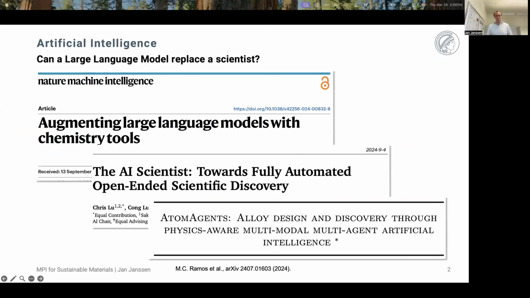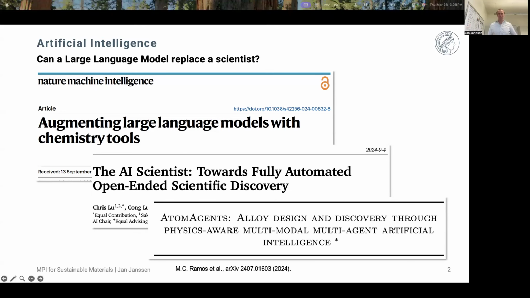And then if we take a look at the community, there are already claims that say, oh, you no longer need material scientists, there are already AI tools that can do this. These claims start modest, like augmenting large language models with chemistry tools. And then they go on, like AI scientists towards fully automated, open-ended scientific discovery, or atom agents, from design and discovery to physics-aware, multimodal, multi-agent artificial intelligence. So this really raises the question: is there still room for us as material scientists, or are we going to be replaced by large language models?